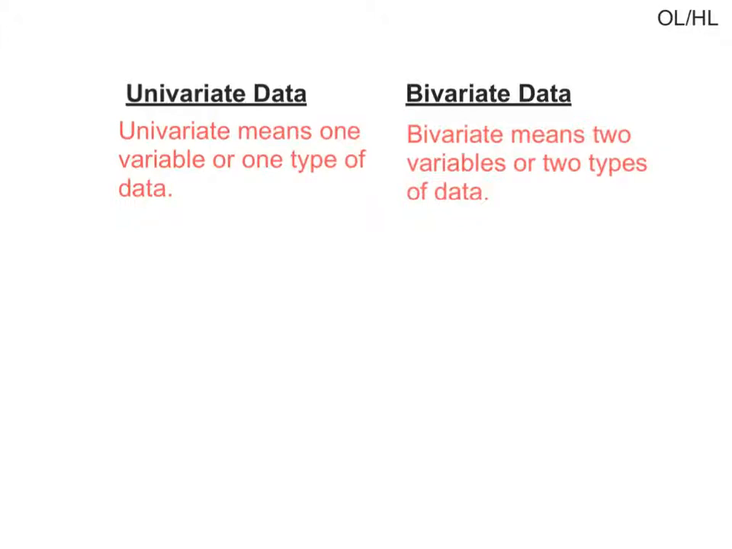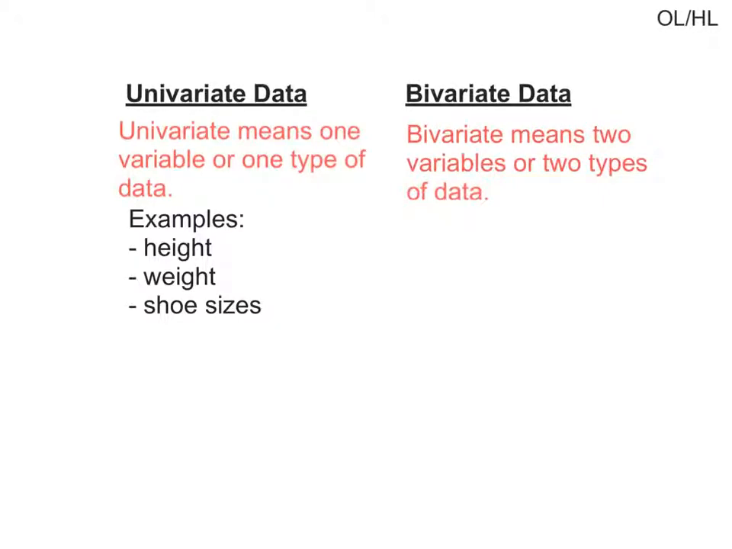Now we'll compare univariate data to bivariate data. Univariate means one variable or one type of data. For example, this is where we might do a survey and collect one variable only from each participant. For example, their height, or their weight, or their shoe size.